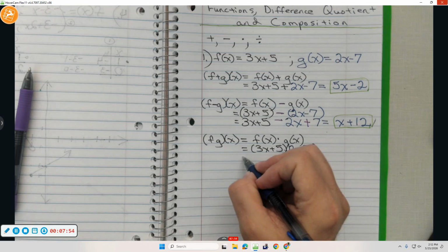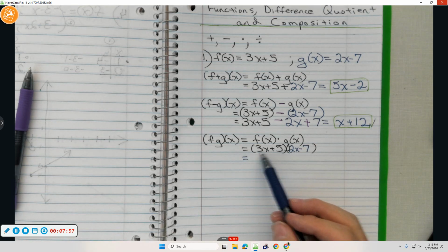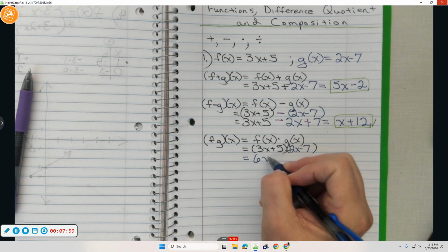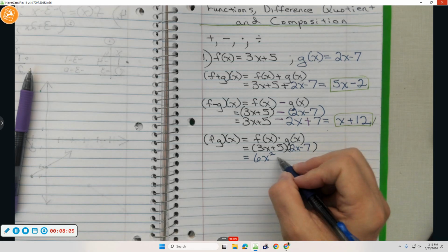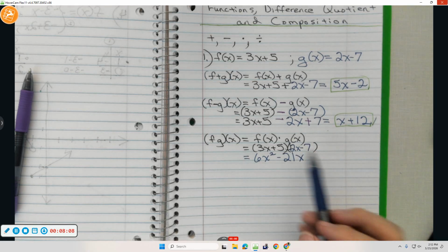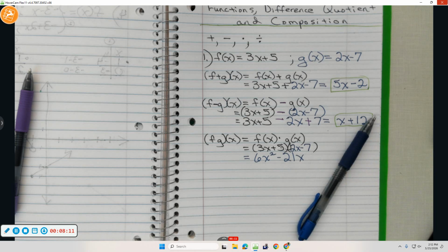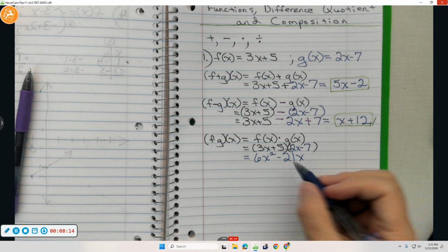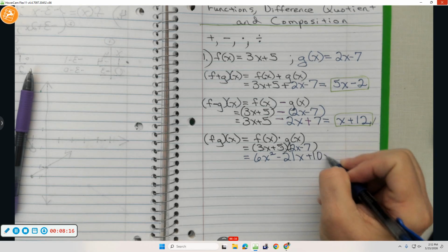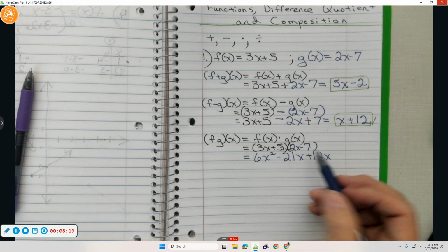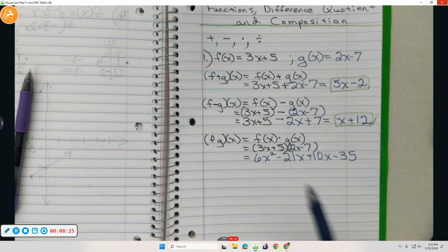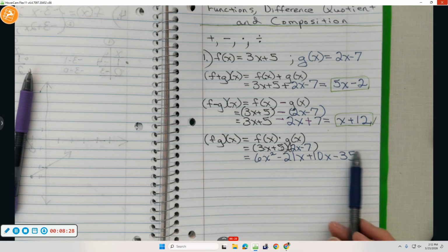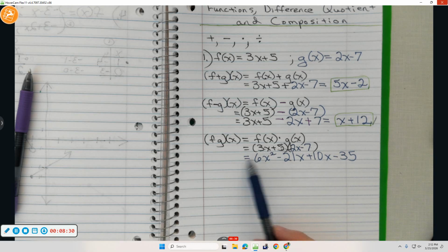FOIL it out. First, 3x times 2x gives me a 6x squared. Outer, 3x times a negative 7 gives me a minus 21x. Inner, plus 10x. Last, okay, I agree. Once again, once we get down to performing the actual multiplication, there's nothing new. It's just that notation. That's what's new.